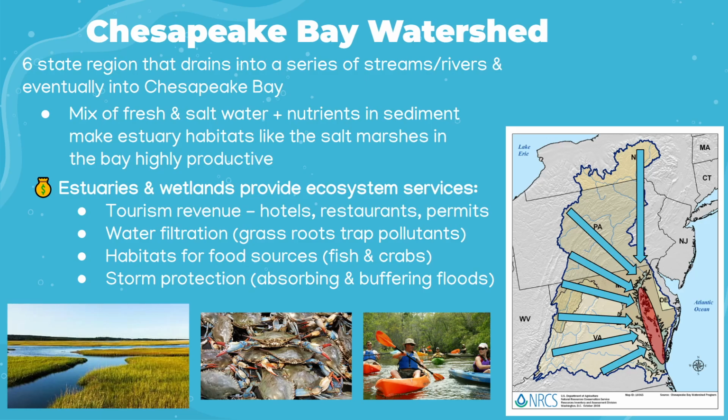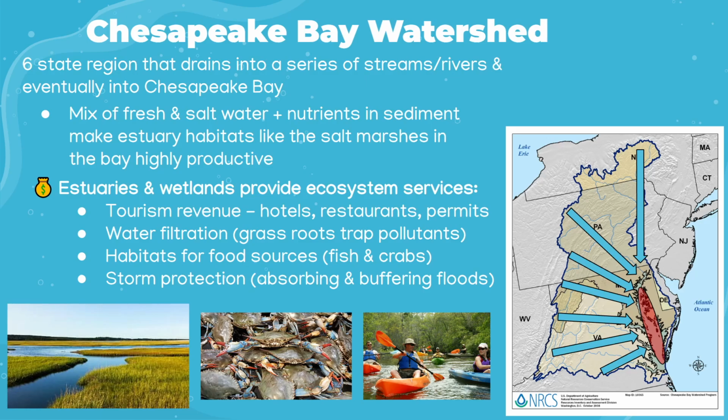Remember that an estuary such as the Chesapeake Bay is a mixture of salt and freshwater. A lot of nutrients and a lot of sediments from all of these tributaries are collecting and emptying into estuary habitats here in the bay, such as the salt marsh. As you can see in the lower right-hand corner, we have a picture of one of those salt marshes. You can see the grasses and the low meandering water line. It's a really productive habitat, and because it's so productive, it offers a lot of ecosystem services.